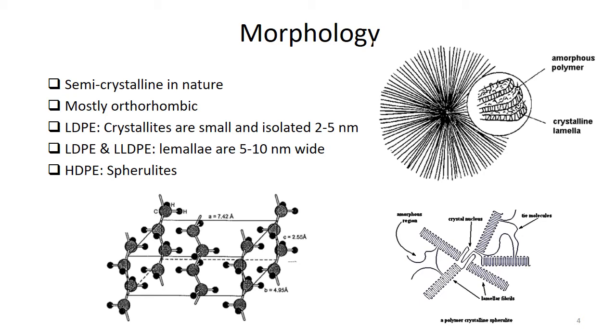Basically, we observe a continuum of ordering in the semi-crystalline morphology of polyethylene, which improves as the degree of crystallinity increases. At the lowest level of crystallinity, it is represented by very low density polyethylene. If the density is very low, the crystallites are very small and isolated, with dimensions of approximately 2 to 5 nanometers in any direction.